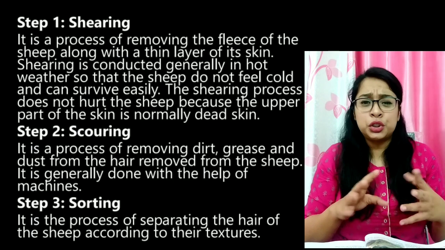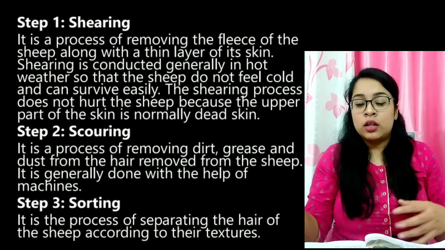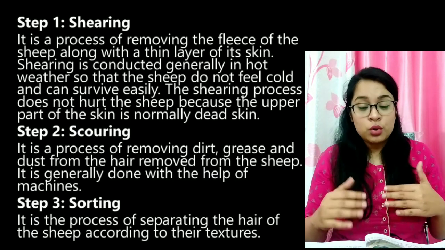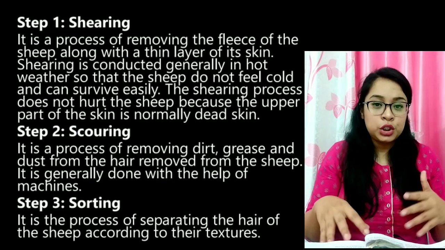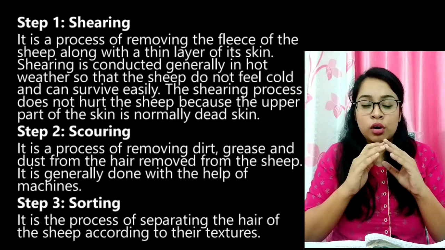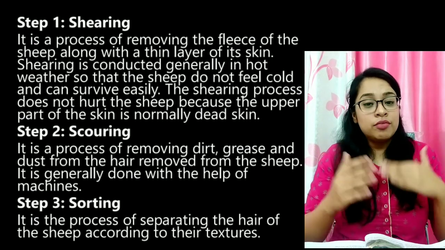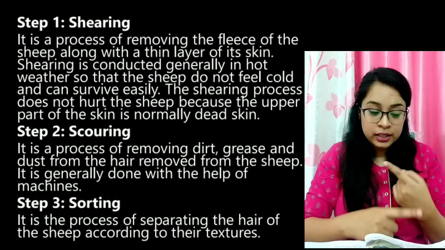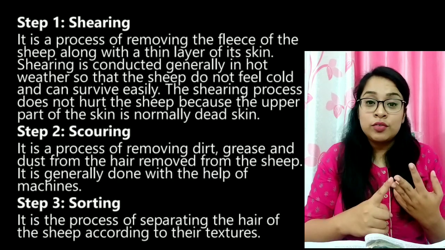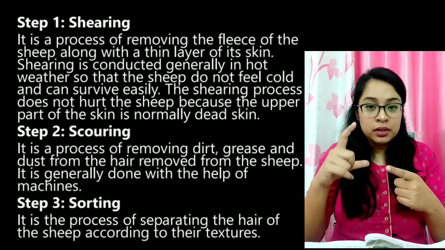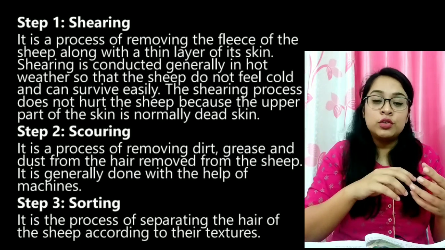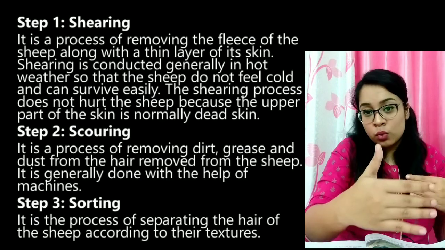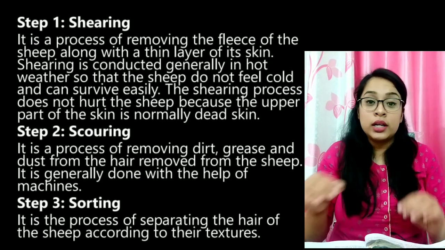You know that sheep go here and there, and mud and dirty things stick to their body. So we need to clean this in a soap solution so that all the grease, dirt and germs get cleaned. The first one is shearing, the second one is scouring, and the third one is sorting. The length of the fibers of different wool fibers differs, so they generally sort it: the fine quality hairs, the longer ones, the shorter ones.